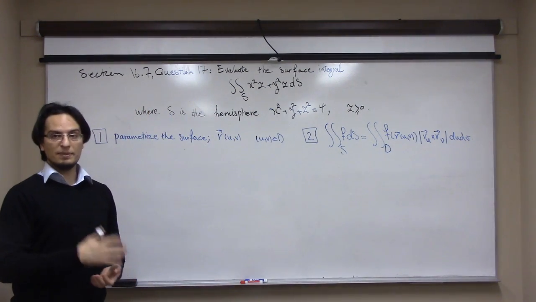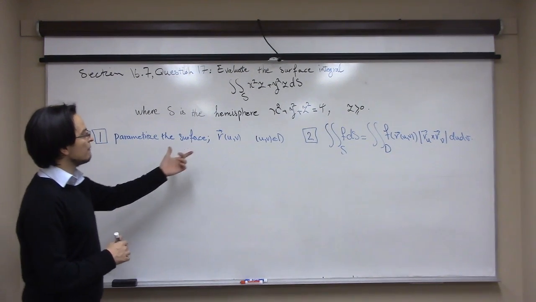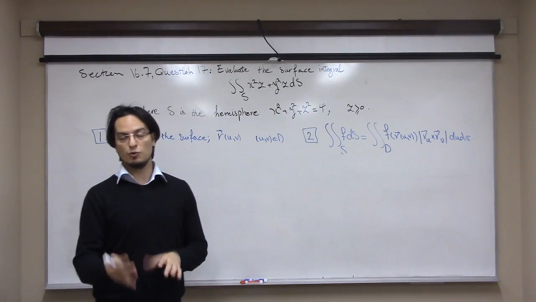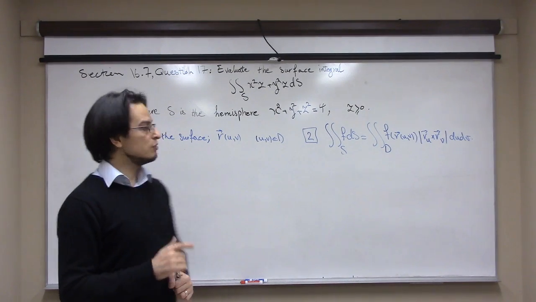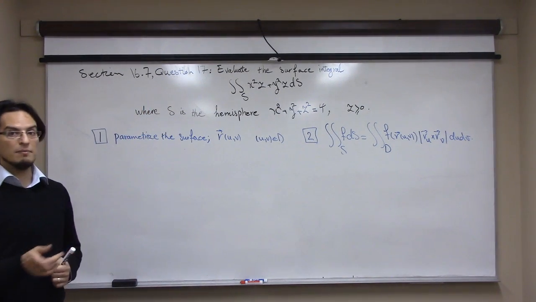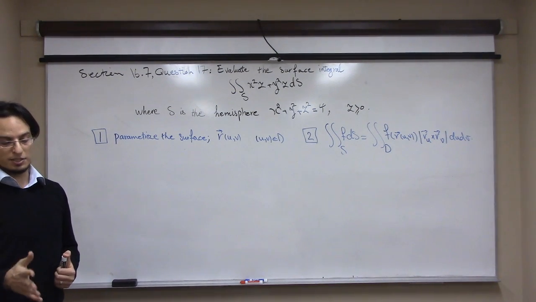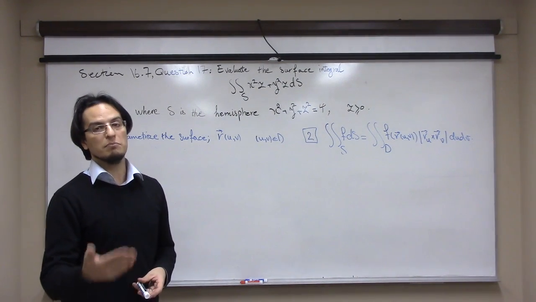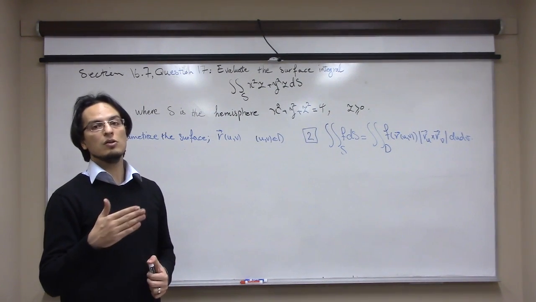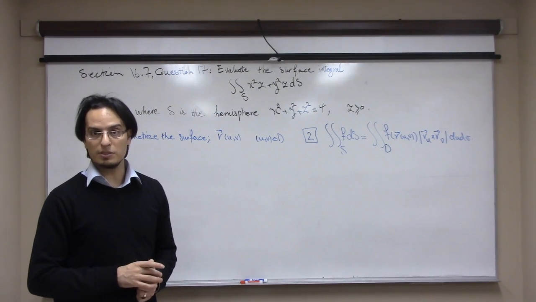In the previous video, I showed how to parameterize the hemisphere using spherical coordinates. I just used theta and phi. In this video, I'm going to repeat this question, but this time I will use another parameterization. Note that the result should be the same because the surface integral is independent of the parameterization.